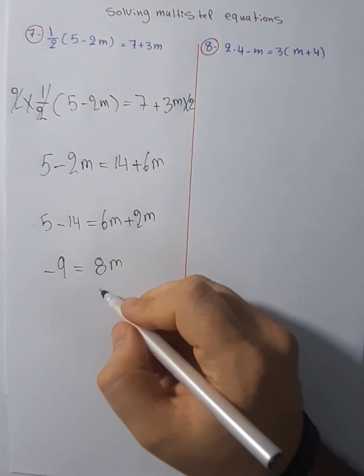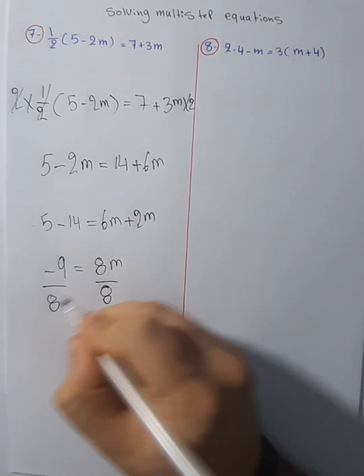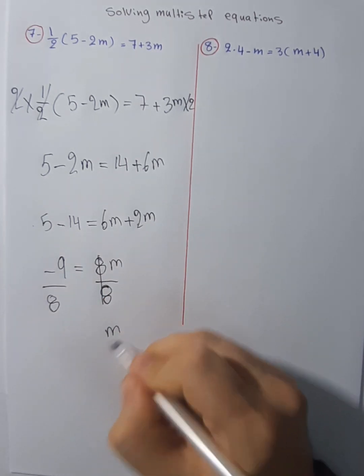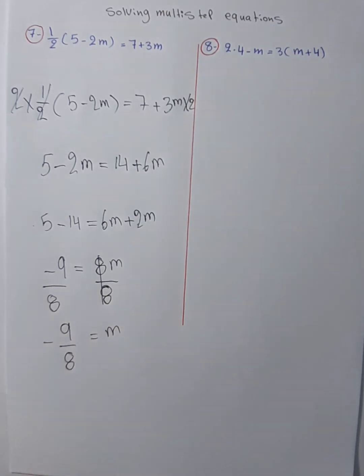After that, we have to divide both sides by 8. This 2 and 8 are reduced, m stay, equal to negative 9 out of 8. So the value of m equal to negative 9 out of 8.